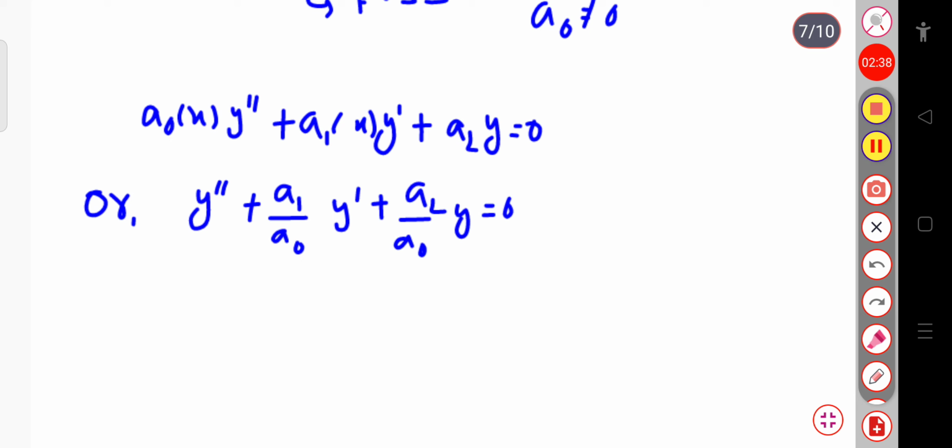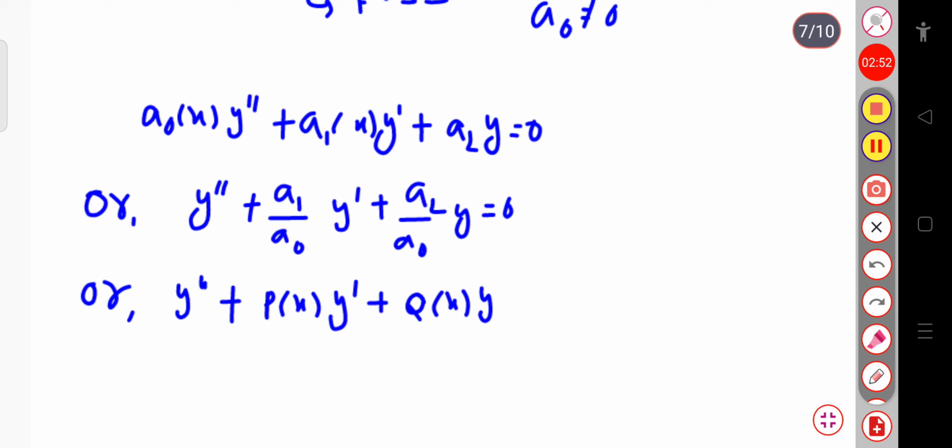And this differential equation can also be written as y double prime plus, in place of a1 by a naught I can write p of x, y prime plus, in place of a2 by a naught I can write q of x into y equal to 0. So this is the standard form of the equation, and here you can see the value of p of x equal to a1 by a naught and q of x equal to a2 by a naught.